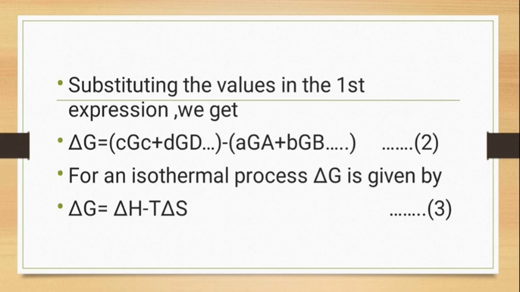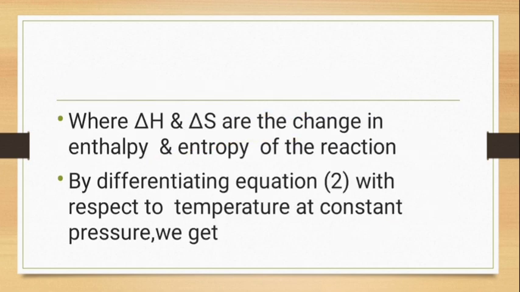For an isothermal process, delta G is given by delta G is equal to delta H minus T delta S. Here delta G represents the change in Gibbs free energy, delta H is the change in enthalpy, T is the temperature, and delta S represents the change in thermodynamic entropy. So this is our equation number 3. Now delta H and delta S are the change in enthalpy and entropy of the reaction.